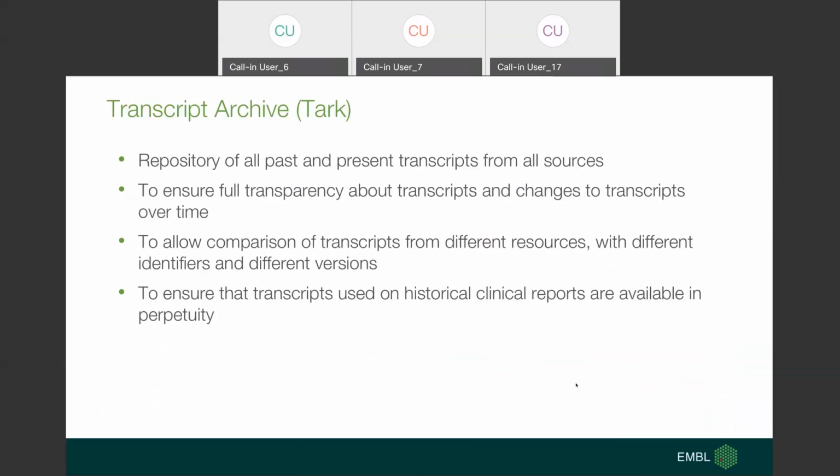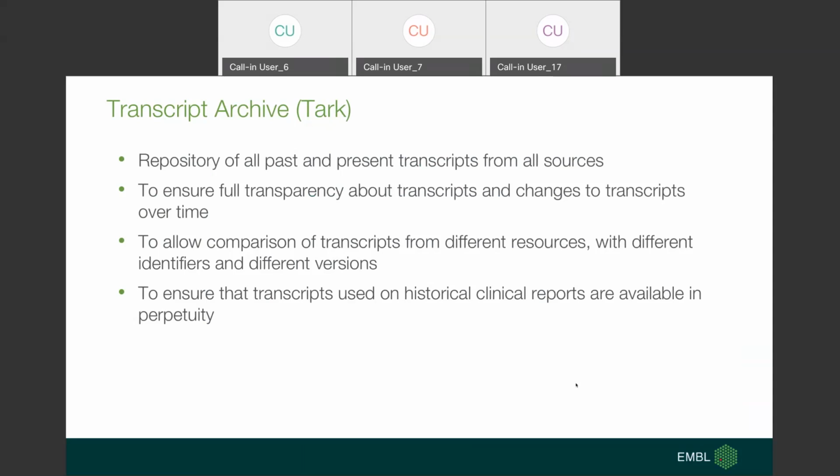We're building this thing called TART. It's meant to be an archive of all transcripts, past and present, from all sources. That means RefSeq, Ensembl, LRG, from 37, from 38, 36, and all the past and present transcripts. The idea is it's a tool to ensure full transparency about transcripts so that people can know how transcripts change over time. And it's also a tool to allow comparison of transcripts.